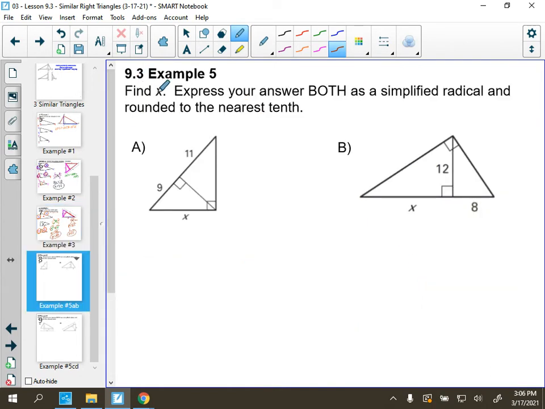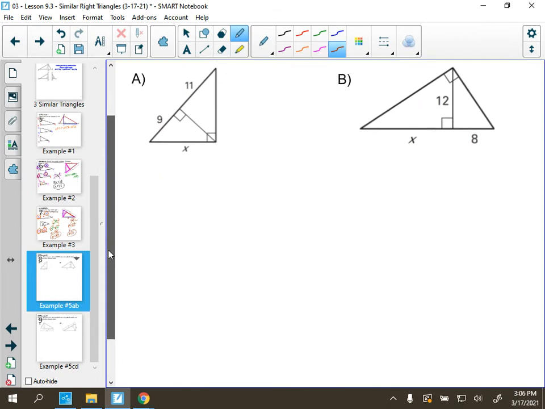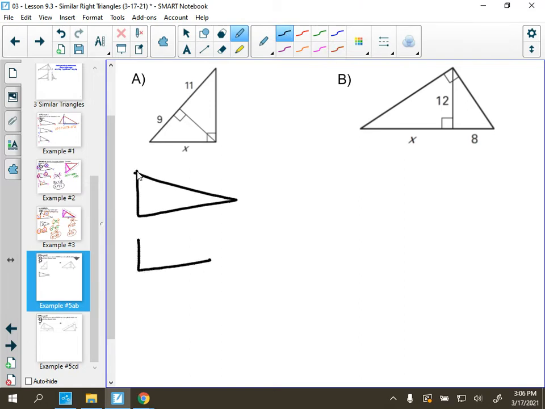What do we got here? Find the value of x, express your answer both as a simplified radical and round to the nearest tenth. So we'll get the calculator out here. I left a little bit of space here for my triangles. I think we can squeeze both of these in here. I'm trying to give us some different looks, but I'm also trying to illustrate that no matter what the original problem looks like, how does my setup start? It always starts with those same 3 generic triangles: big, medium, and small, long leg, short leg, hypotenuse.